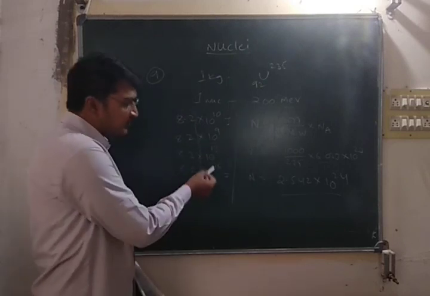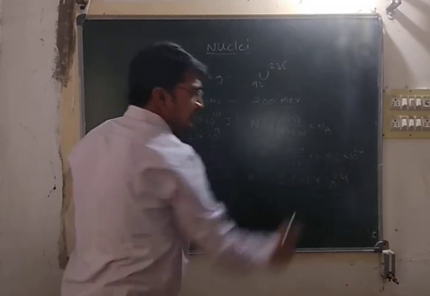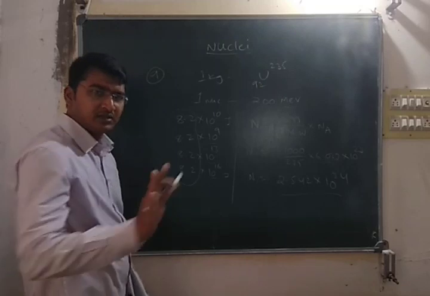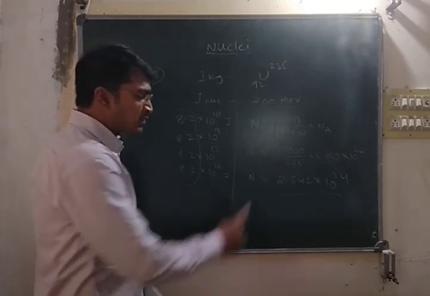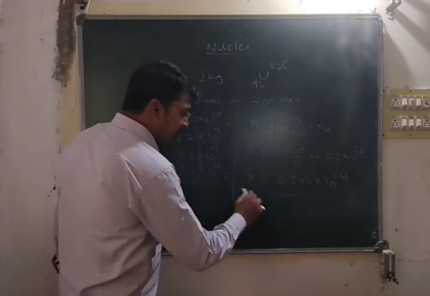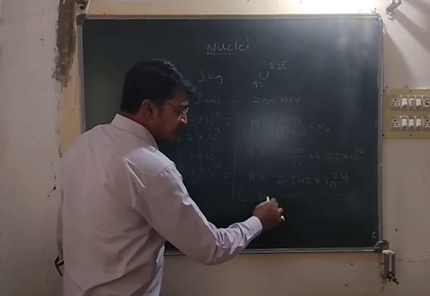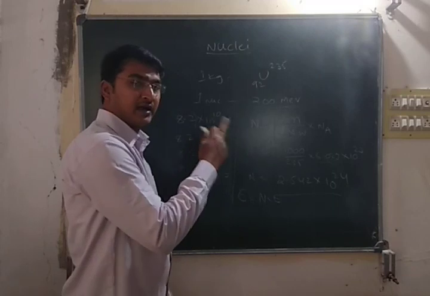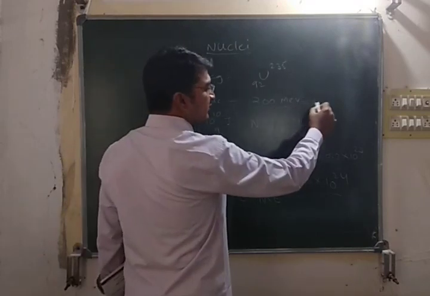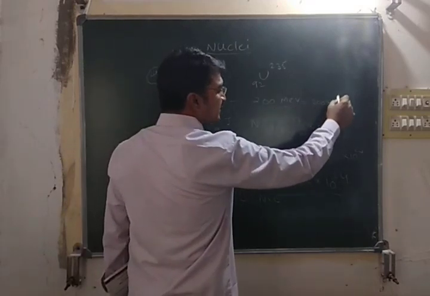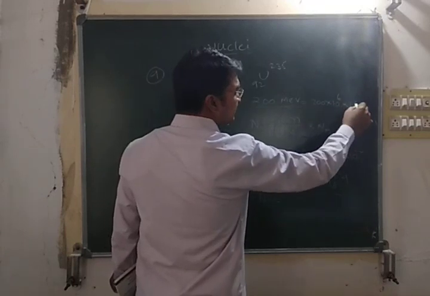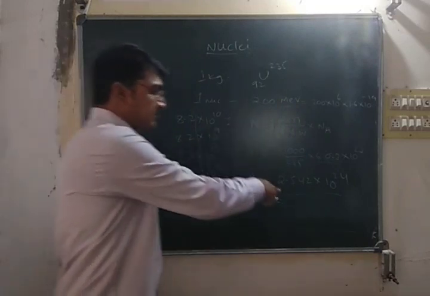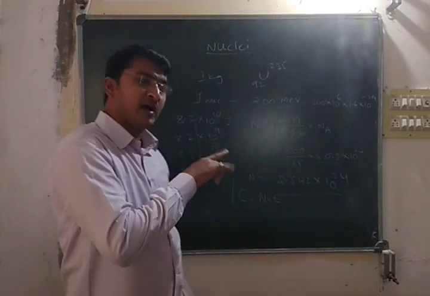So there is a difference of 3. By taking out this point, there is no change of this value. Simple logic: once you get the n value, the total energy is equal to the number of nuclei times the energy of each one. The energy of each one is 200 mega electron volts. So 200 mega means 200 into 10 to the power of 6 into electron volt, and 1.6 into 10 to the power of minus 19. Substitute that concept. See, the formula is easy.